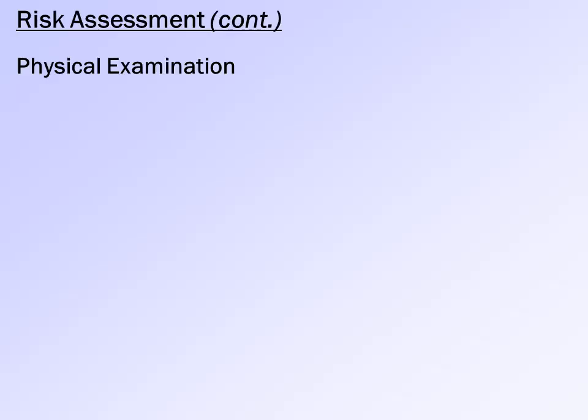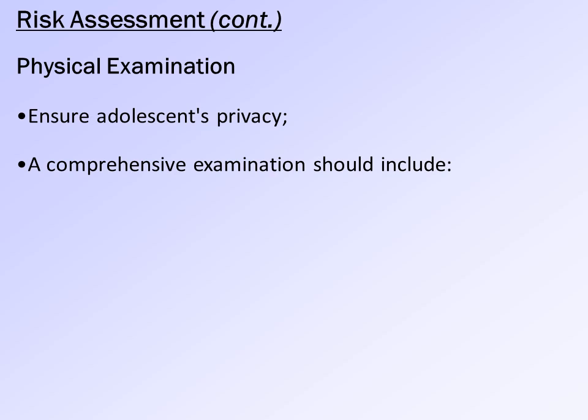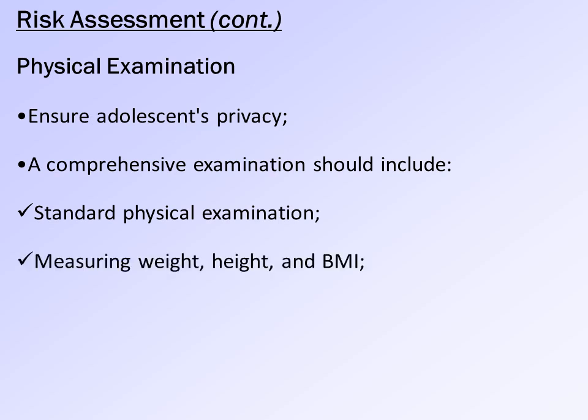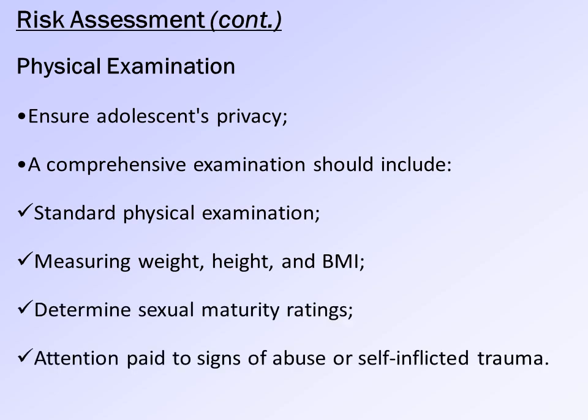Risk assessment also includes physical examination, done in a way that ensures the adolescent's privacy. First we should ensure adolescent privacy, and then we perform a comprehensive examination that includes standard physical examination, measuring the weight, the height, and the body mass index, determining the sexual maturity rating, and paying attention to signs of abuse or self-inflicted trauma.